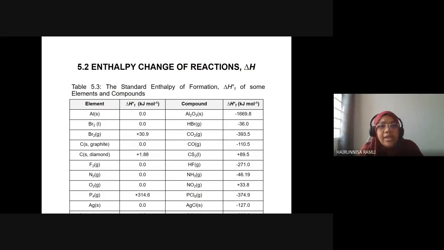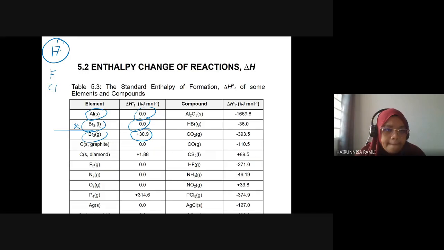Okay, if you look here, some of the common standard enthalpy formation values. Look. Aluminium, solid, value zero. Bromine, do you see here? Liquid is zero, gas has a value. So the standard state for bromine is actually liquid, not gas, not solid. Many students make mistakes here. For group 17, we have fluorine, chlorine, bromine, iodine, astatine. Group 17 is special. These two are gas at room temperature, bromine is liquid, iodine and astatine are solid. So take note: bromine liquid is zero, bromine gas has a value.